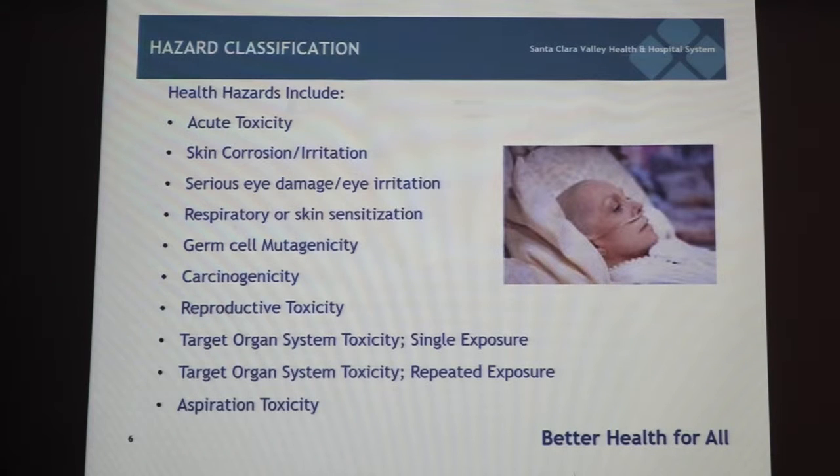Health hazards include acute toxicity, skin corrosion or irritation, serious eye damage or irritation, respiratory skin sensitization, germ cell mutagenicity, carcinogenicity, reproductive toxicity, target organ system toxicity, and aspiration toxicity.